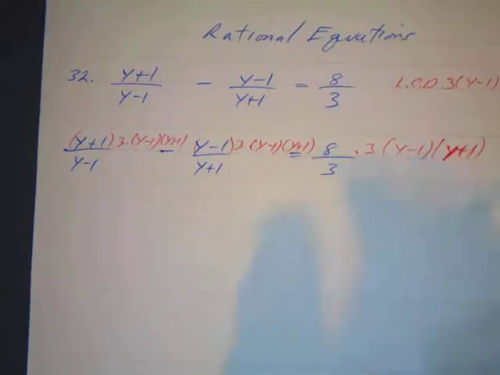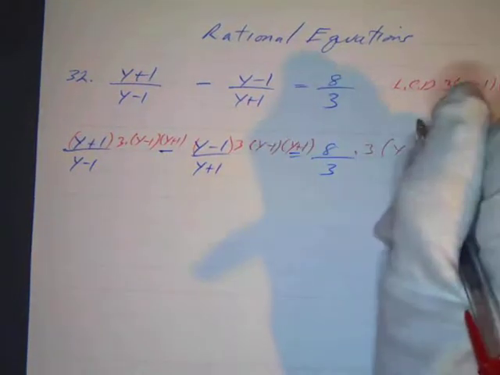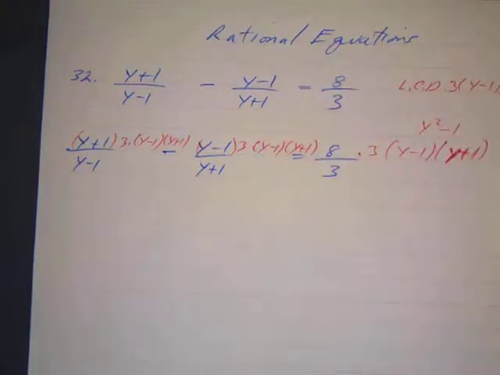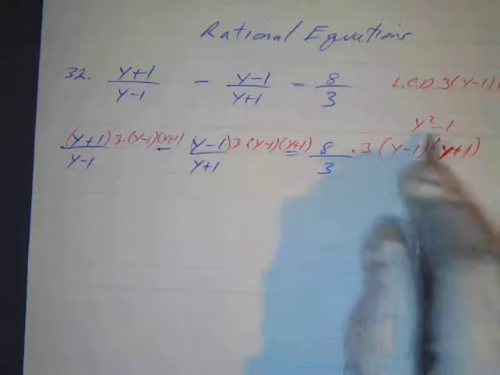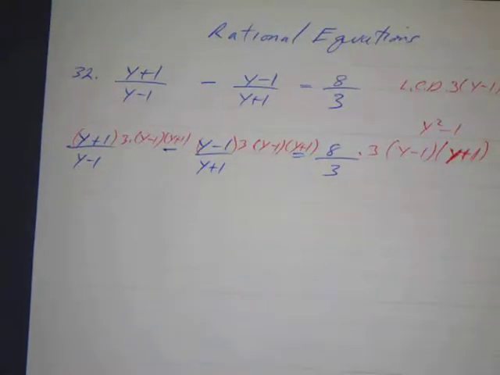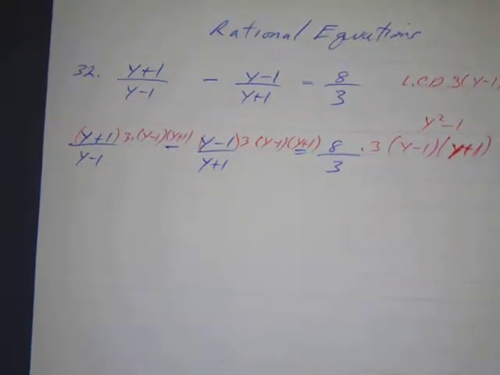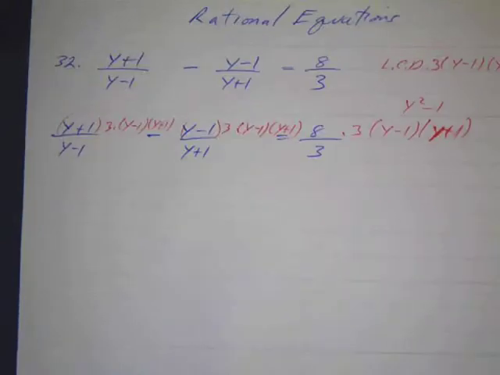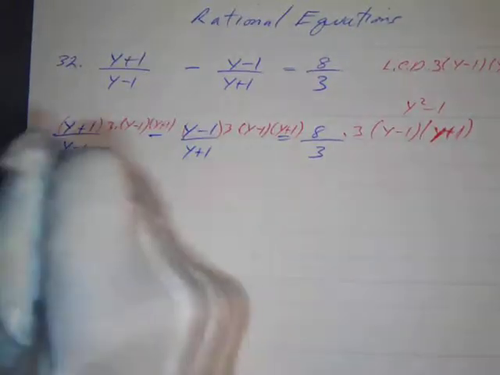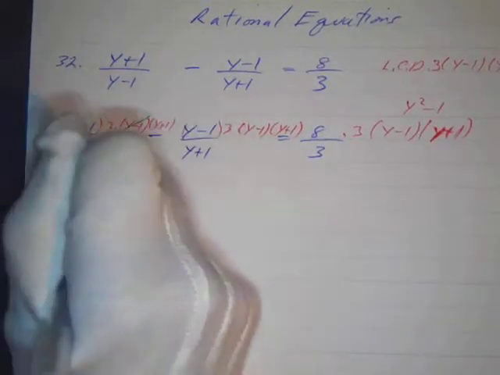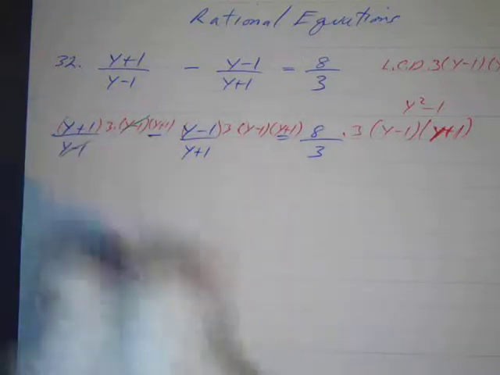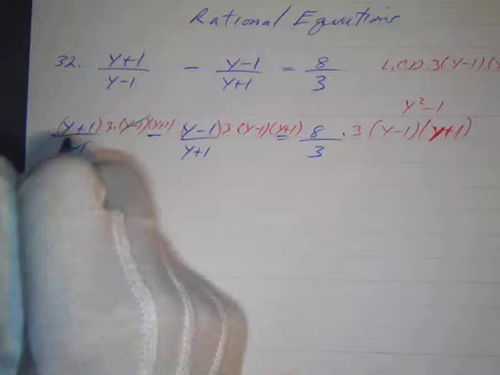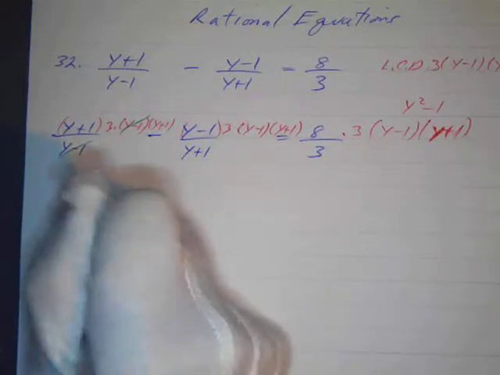And remember, y minus 1 times y plus 1 is just the same thing as y squared minus 1, because it's a sum and difference of the same number, so it's the difference of perfect squares. That might save us a little bit of time when we're multiplying these out, especially on the right side. Okay, so the y minus 1 over y minus 1 is 1. So over here we have left 3 times y plus 1 times y plus 1.